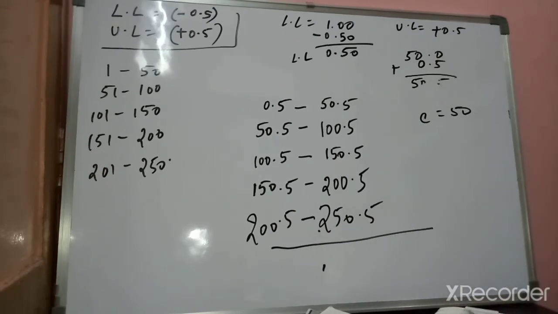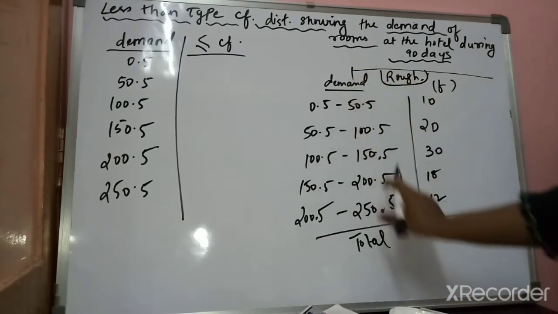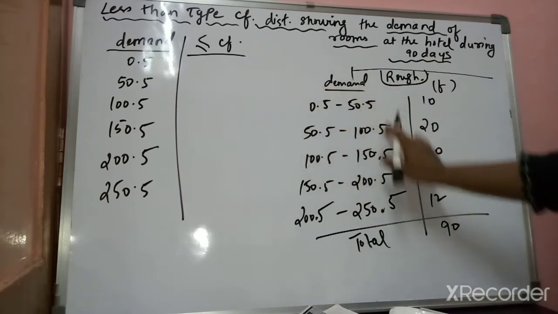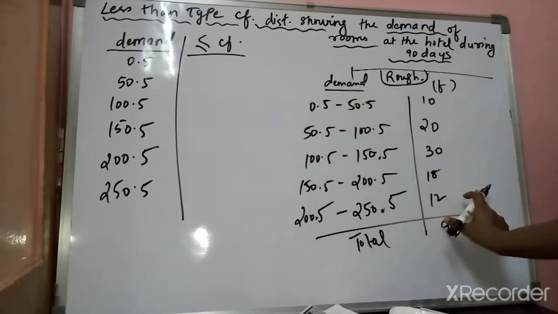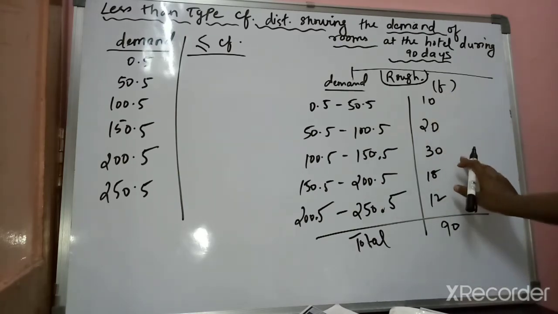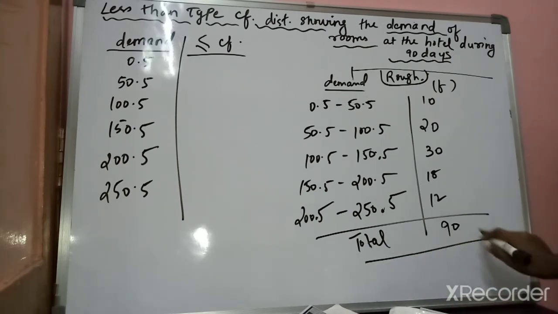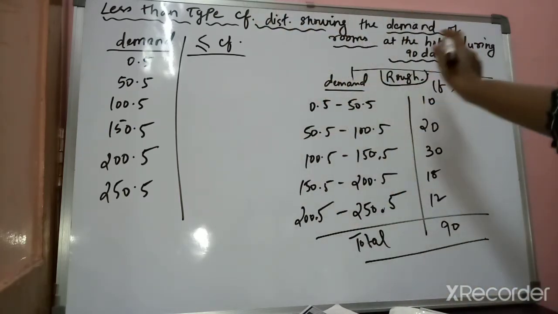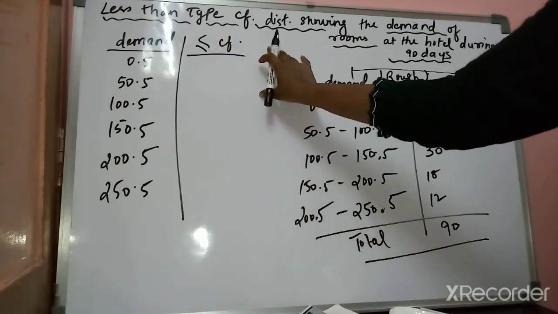Now let's make the less than type. Have a look at this. You have the data like this. We made the exclusive frequency distribution, the classes we have made. Now the frequencies that have been given to you, you have to just allot accordingly: that is 10, 20, 30, 18, 12, and 90 is the total. Now this is clear. Now make the table like this, with 2 columns, demand, and you have to write the full form, not like this.